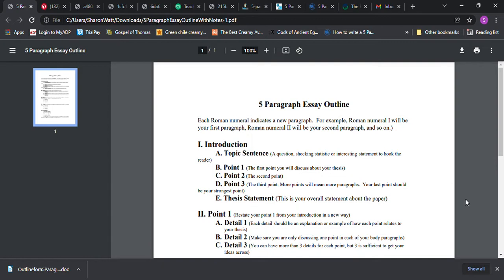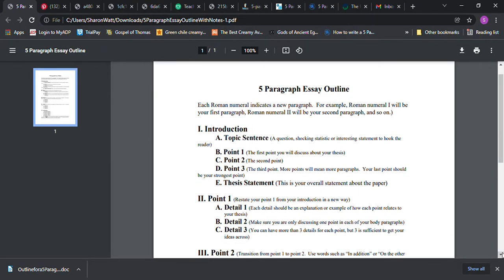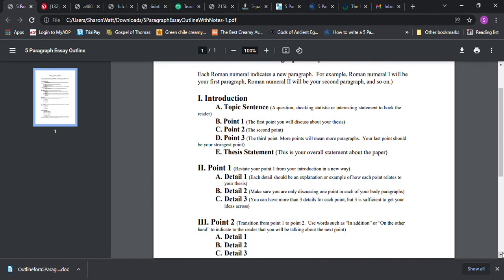But different. Not like these Roman numerals, but different. Okay, anyway, for example, Roman numeral 1 will be your first paragraph, Roman numeral 2 will be your second paragraph, and so on. So it has the introduction, the topic sentence, a question, shocking statistic, or interesting statement to hook the reader. Point 1, the first point you will discuss about your thesis. The second point, the third point, more points will mean more paragraphs.